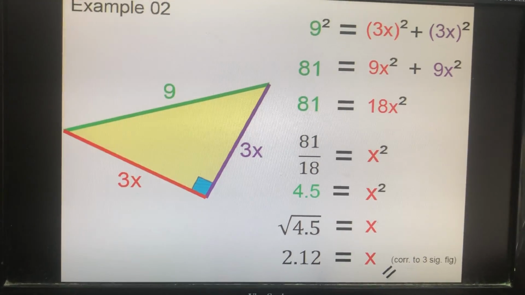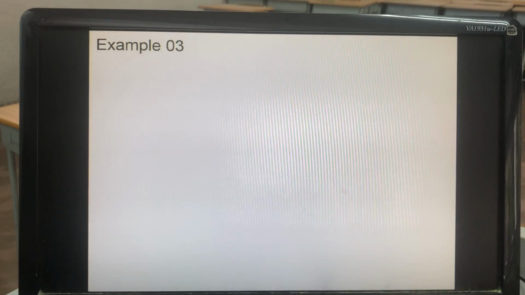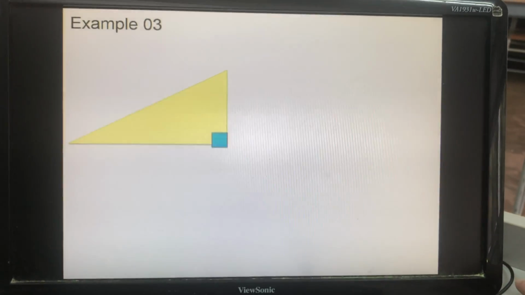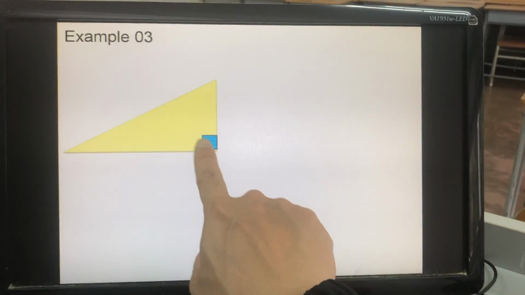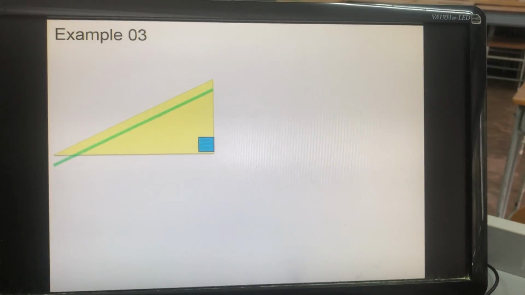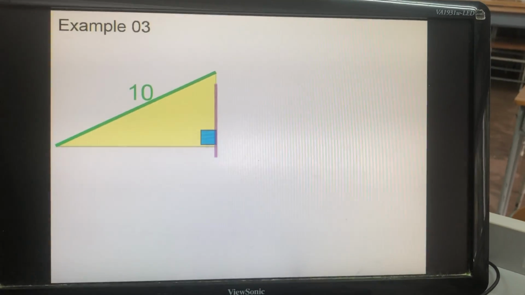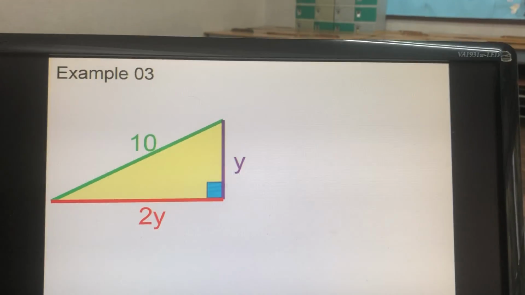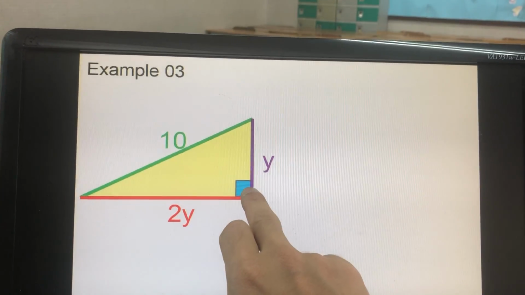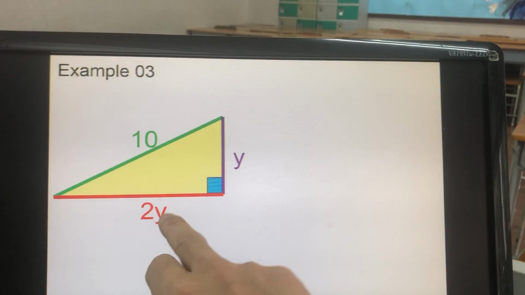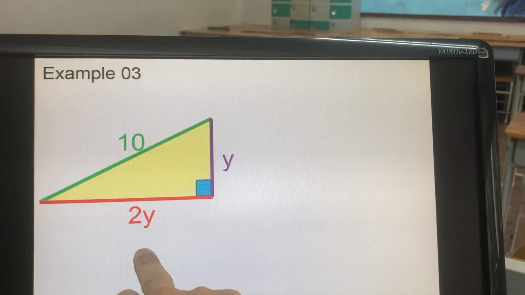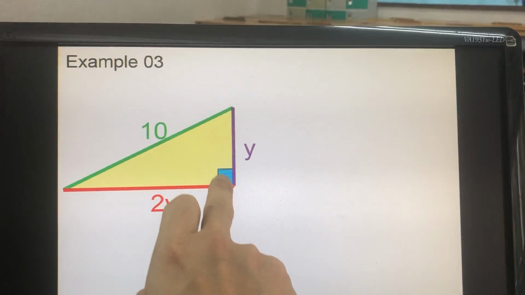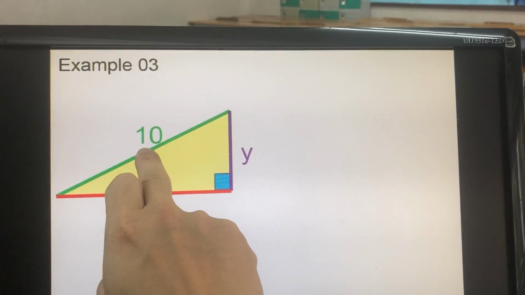Now, I would like to give you one more example. Number 3. Just a triangle. But now it is not just a triangle, but a right angle triangle. So, the 3 sides, they are 10, y, and 2y. Okay, 3 sides in a right angle triangle. You could use Pythagoras theorem. Which one is the hypotenuse? Yes, it should be the 10 because 10 is opposite to the right angle. This one is the hypotenuse.